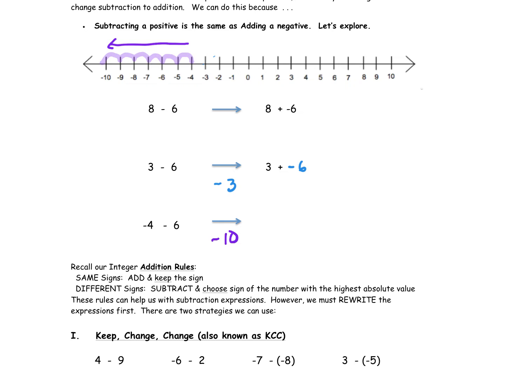So if we rewrote that, we would write it as negative 4 and adding negative 6. And if you remember the rules, when we added integers, if they're the same sign, we add them and keep the sign. So it turns out that adding a negative is the same thing as subtracting a positive.